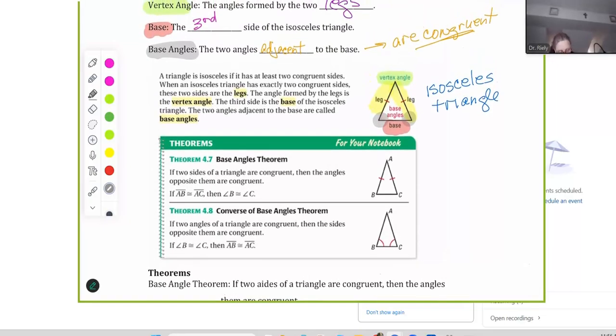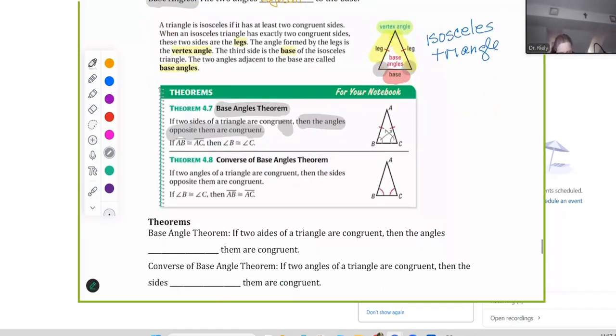So the base angle theorem is what gets us the congruency. If two sides of a triangle are congruent, then the angles opposite them are congruent. So look what's happening. These angles are congruent because this is opposite that side and this is opposite that side. And then the converse of that, if two angles of a triangle are congruent, then the sides opposite them are congruent. So look, if I tell you these angles are equal, then you can mark these sides equal.